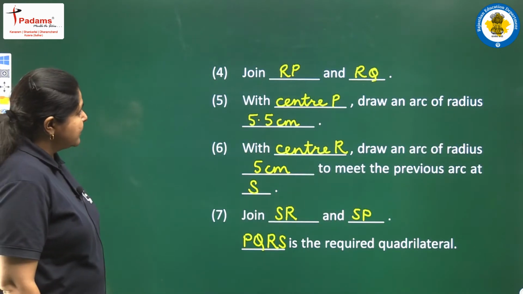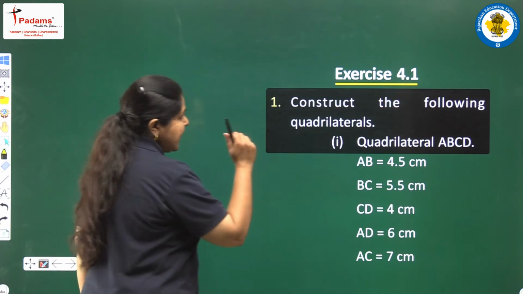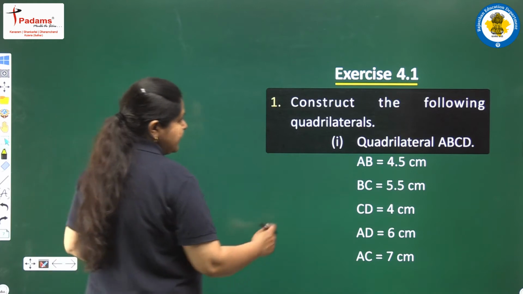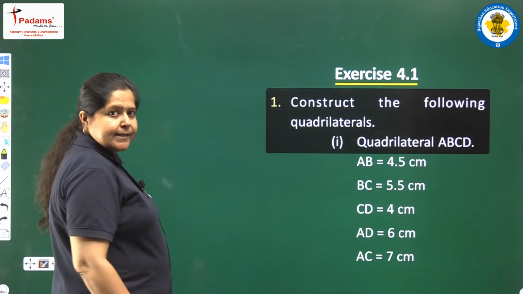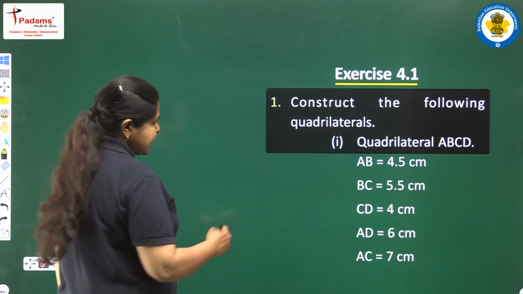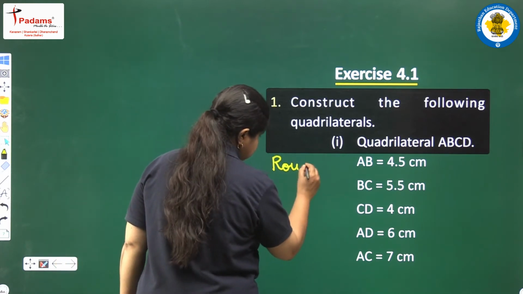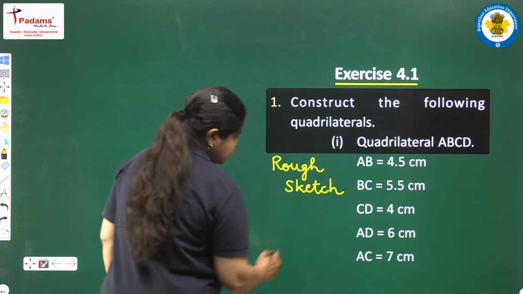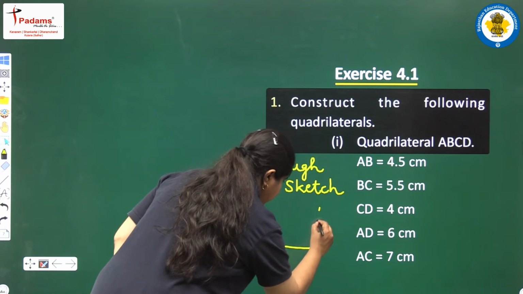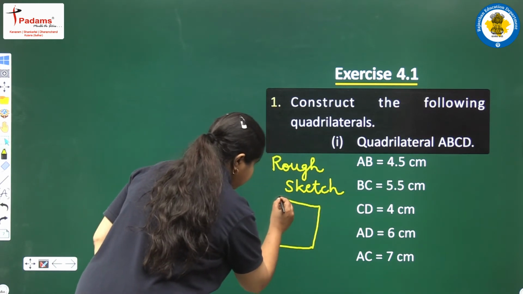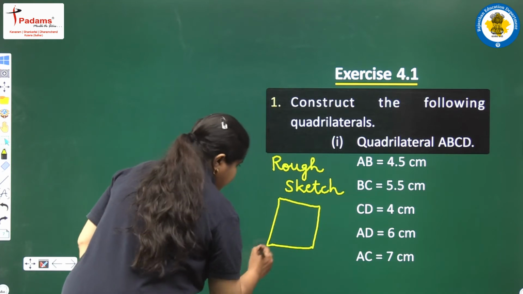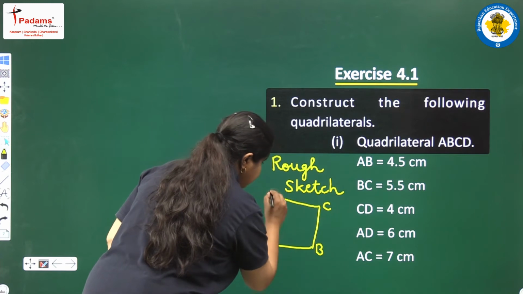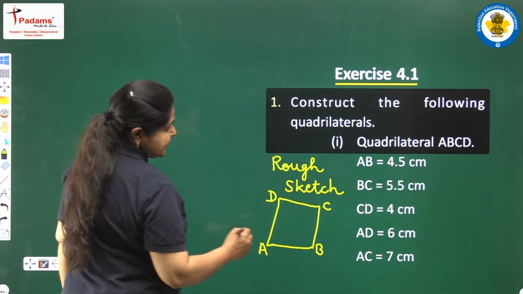Next we take up exercise 4.1 and we have this question 1 from it. Construct the quadrilateral ABCD. We are here again given some measurements. First of all, we will draw its rough sketch. Let us try to draw it. Let me name it as A, B, C and D. Then let us mark the measurements.